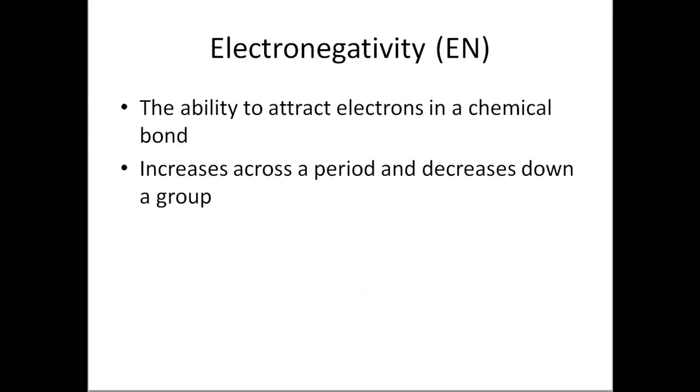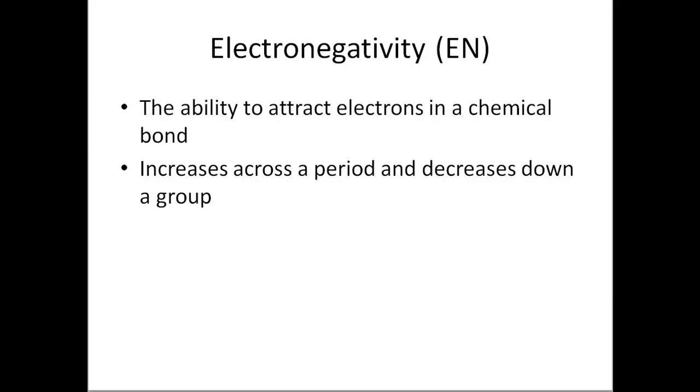And finally, our last trend, electronegativity. Electronegativity is defined as the ability to attract electrons in a chemical bond. When we start getting into chemical bonding, we'll talk more about electronegativity. But generally, those atoms that have higher electronegativity are trying to attract electrons. That's why it has the root word electron.